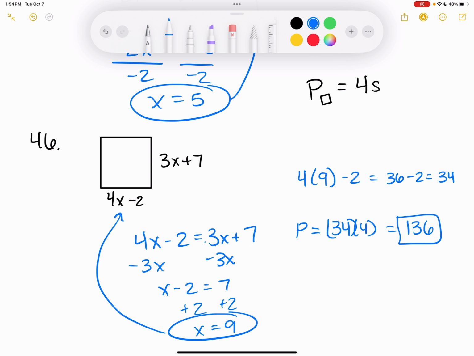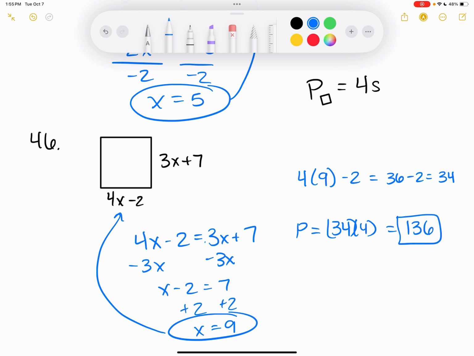All right, do we have an answer? 136. What was x equal to? 9. I got 7. 4 times 7? What'd you get? Did you remember to add the 2 over? I didn't. I thought 4 times 9 was 30. Oh, 4 times 9 is 36, minus 2, I forgot about that.